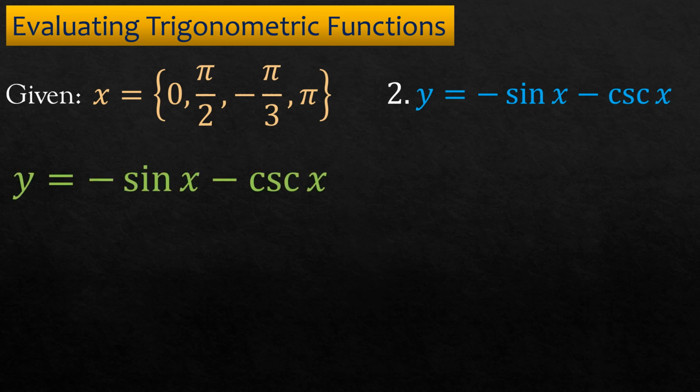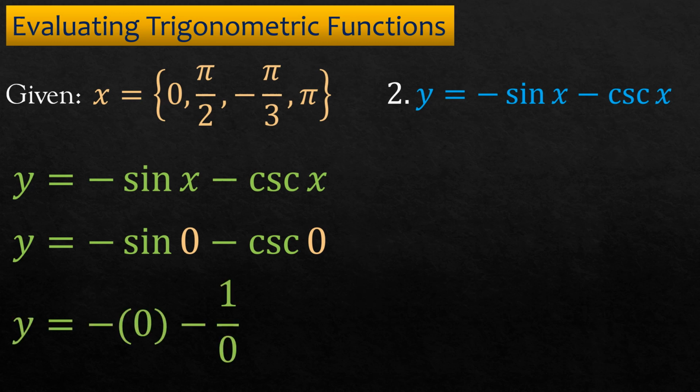So we have the second example, y is equal to negative sine x minus cosecant x. When x is equal to 0, we substitute x with 0. So we have negative sine 0 minus cosecant 0. Remember that negative sine 0 is also the same as negative sine 0 degrees. Okay, so sine 0 is 0. So negative 0, but there's no negative 0, that is automatically 0.